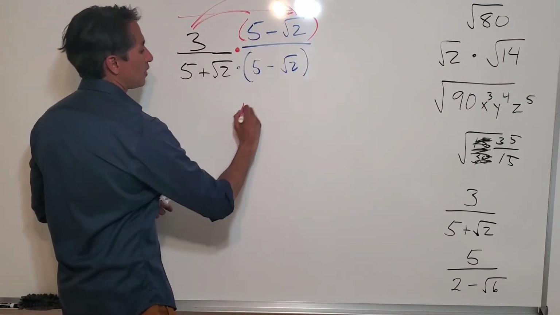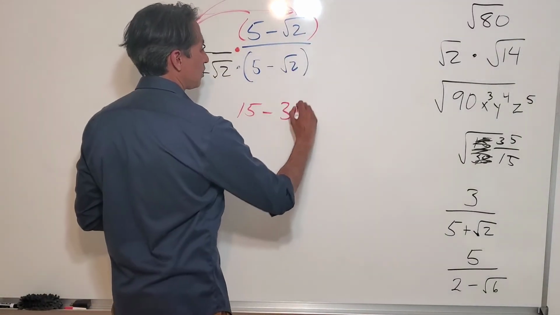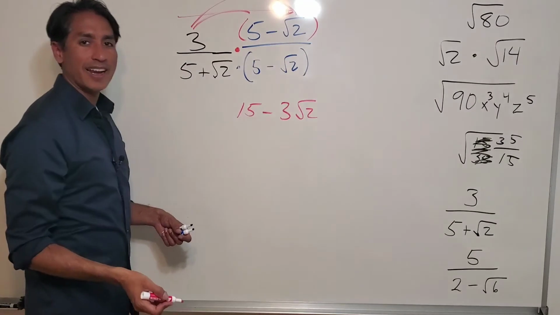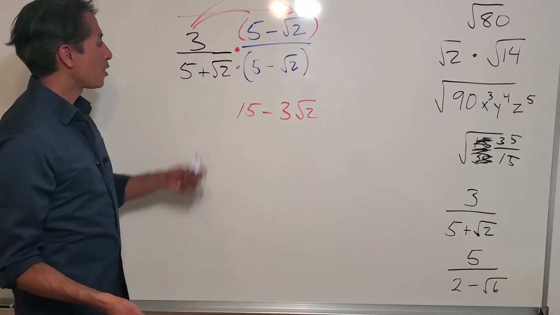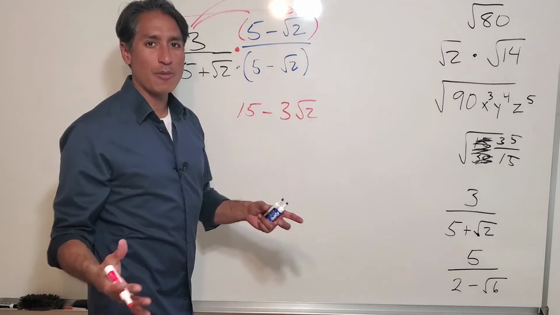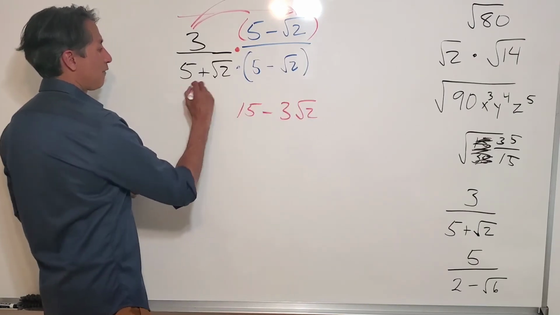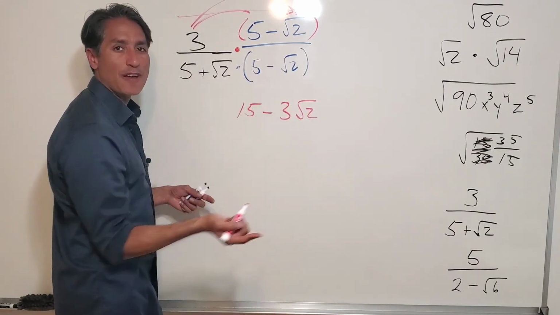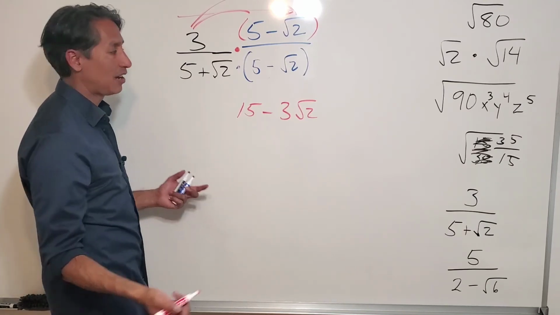3 times 5 is 15. 3 times negative square root 2 is just negative 3 square root 2. Right? You can't do anything with it, so you just leave it like that. On the bottom, things get a little interesting when you FOIL, but again, think about why we learned all this stuff like 2 months ago, right? The whole FOIL method. If I have a plus minus with the same values, what's going to happen to the middle stuff? It's going to disappear.